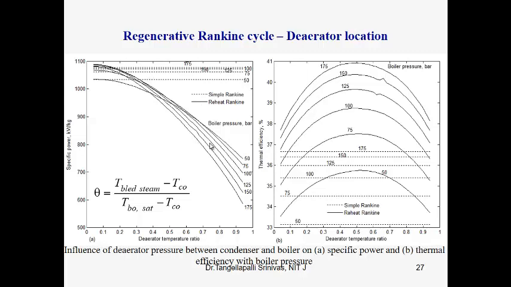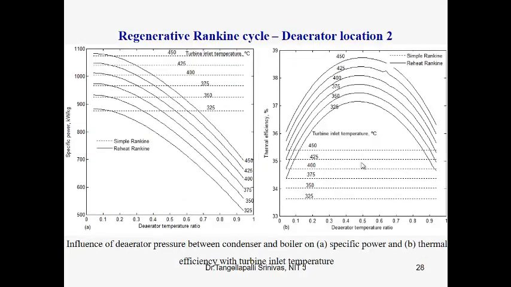Since steam is used for the feed water heater, the output is decreasing, but the efficiency is increasing because of the saving in the heat input in the boiler. The optimum deaerator temperature ratio is approximately 0.5. That means the deaerator temperature is between the condenser saturation temperature and the boiler saturation temperature.